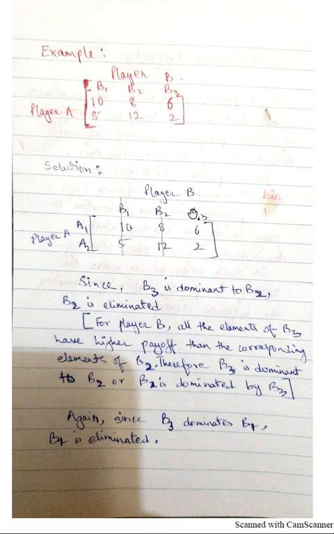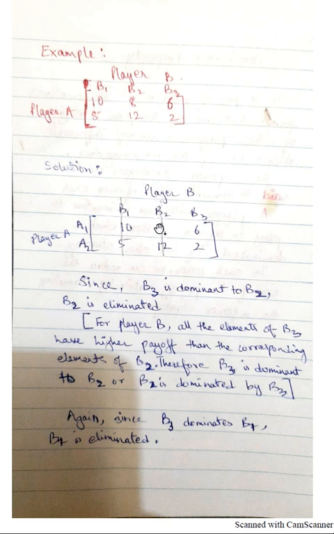So here between B3 and B2, all the elements of B3 have a higher payoff than all the elements of B2. So we can say that B3 is dominant to B2. So B3 is dominant to B2. B2 is eliminated.